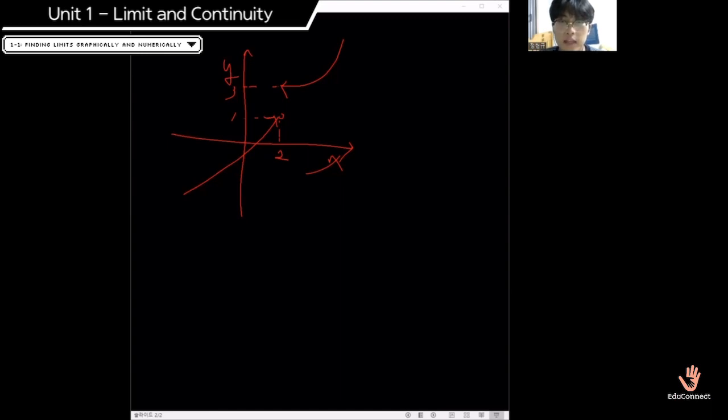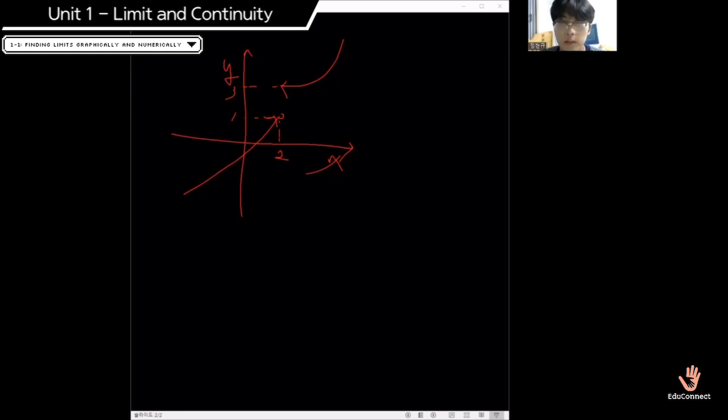So the left side is getting closer to 1, and the right side is getting closer to 3. That means that the function is not approaching a single number as x gets closer to 2. So this is our first example of when a limit does not exist. If the left side of the limit and the right side of the limit do not approach the same number, then the limit of the function does not exist.